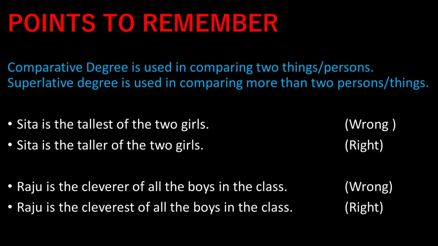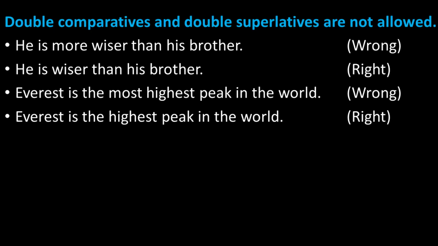Raju is the cleverer of all boys in the class. Wrong. Of all, that means more than two. Superlative. Raju is the cleverest of all the boys in the class. Point number 2. Double comparatives and double superlatives are not allowed. He is more wiser than his brother. Wrong. He is wiser than his brother. Everest is the most highest peak in the world. Wrong. Everest is the highest peak in the world.